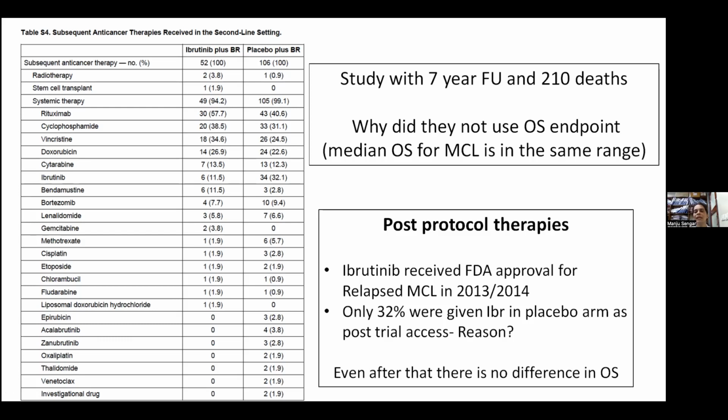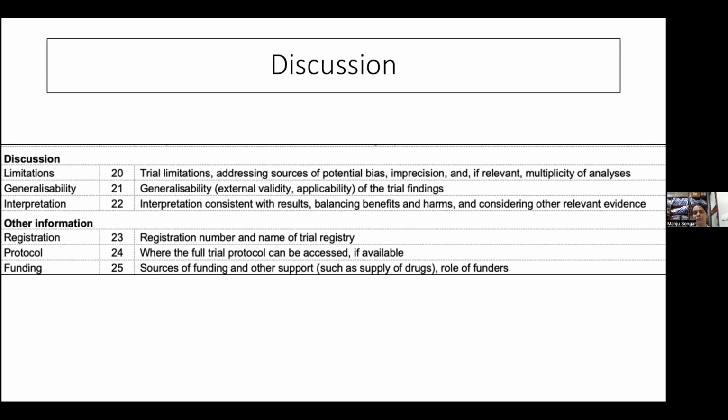Ibrutinib was given FDA approval for relapsed mantle cell lymphoma at roughly the same time, 2013-2014. However, of the placebo arm patients, once they progressed, only one third received ibrutinib at the time of progression. So even though there was no significant number of patients who received ibrutinib in the placebo arm, there is no difference in overall survival. That's an important thing to note.